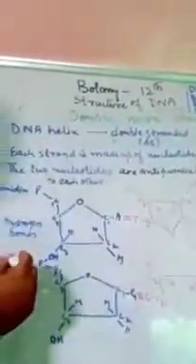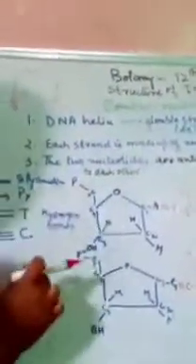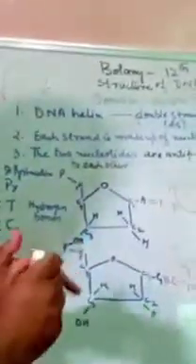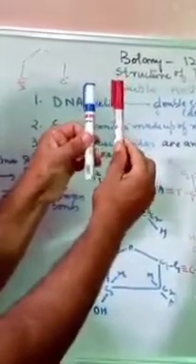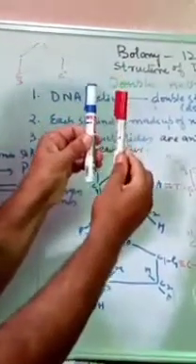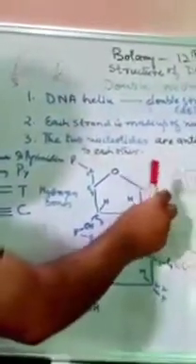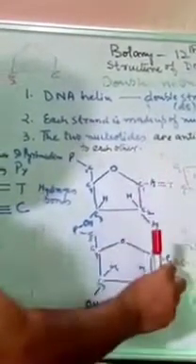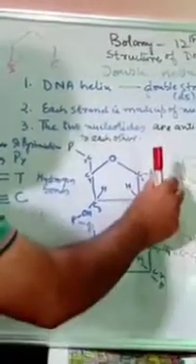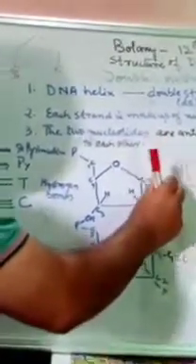Now these two are parallel to each other. That means if these are two parallel strands, they do not meet at any point. They are equidistant from each other. The reason is that these nitrogen bases, adenine and thymine, or guanine and cytosine, are at equal distance from each other.